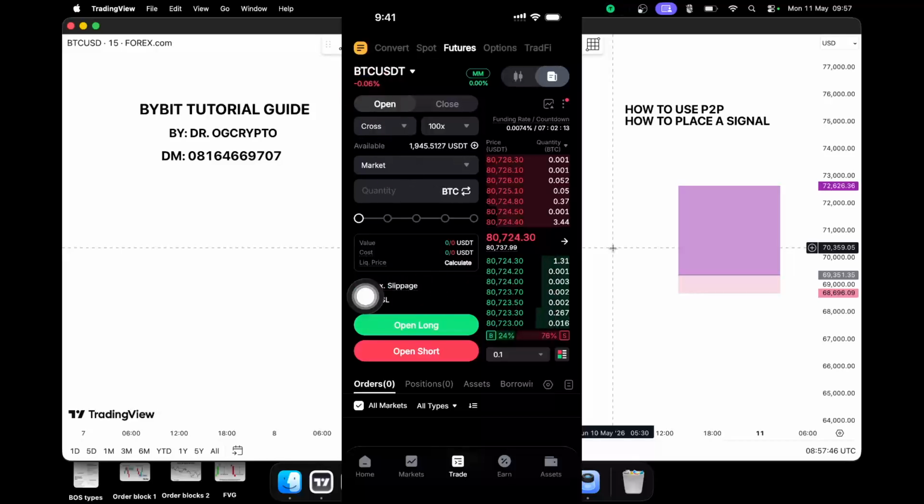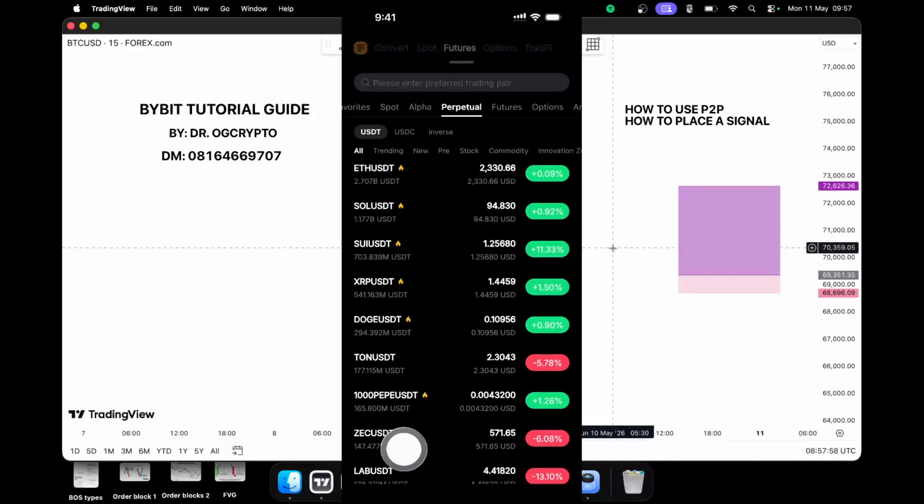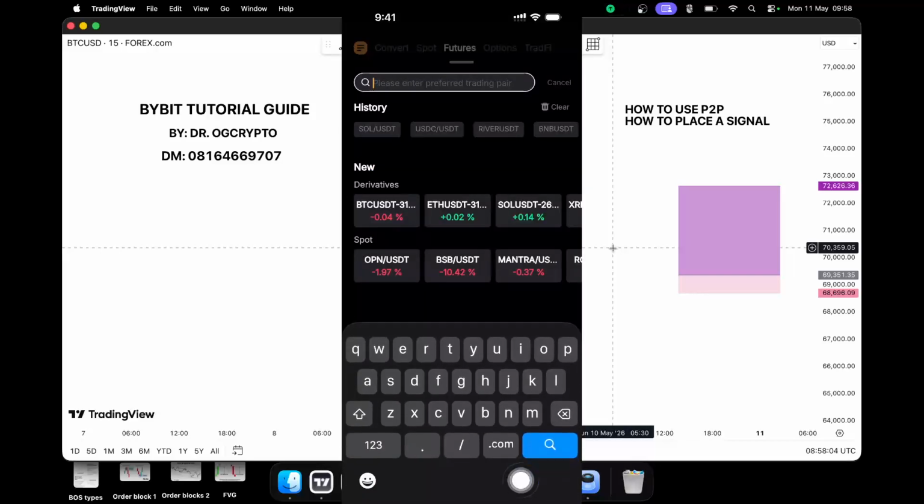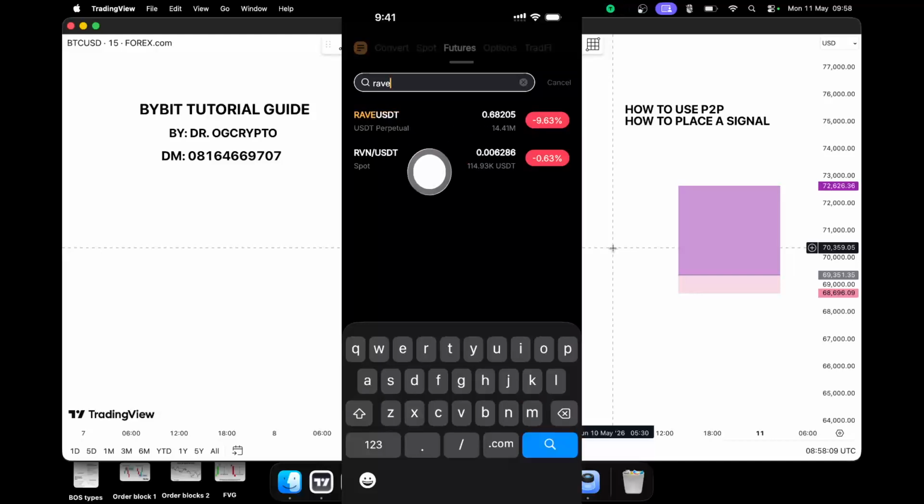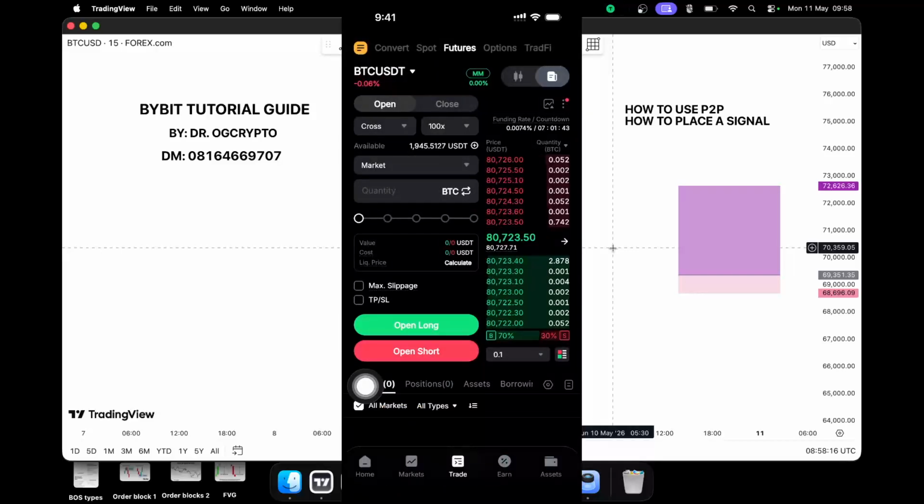Now, let's say it's not a BTC trade that they gave you. Let's say it is an ETH trade. You see this small arrow, you can click on it. So you now search, okay, it is ETH they gave you, or if it is SUI, or if it is a Doge signal, any signal they gave you. Let's say they gave you Rave, you come here, you search for Rave USDT. You can see Rave USDT. So you click on it, and so on and so forth like that. So let's say the signal I was given is BTC, so I've clicked on BTC. So we are now on BTC.